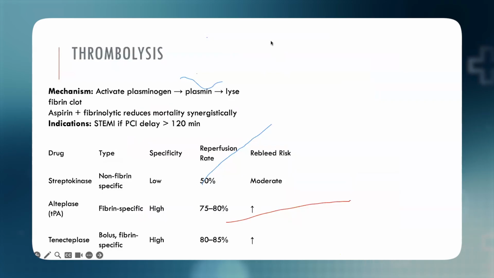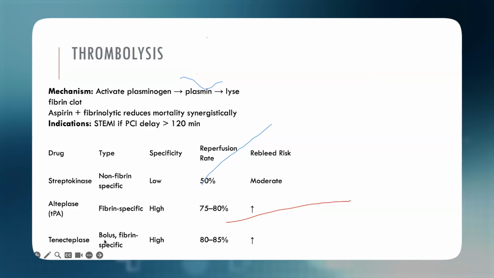Thrombolysis, the mechanism is activating plasminogen. This plasmin goes and lyses the fibrin clot. Aspirin plus fibrinolytic agents reduces mortality synergistically. Indication: STEMI if PCI delay is more than 120 minutes.